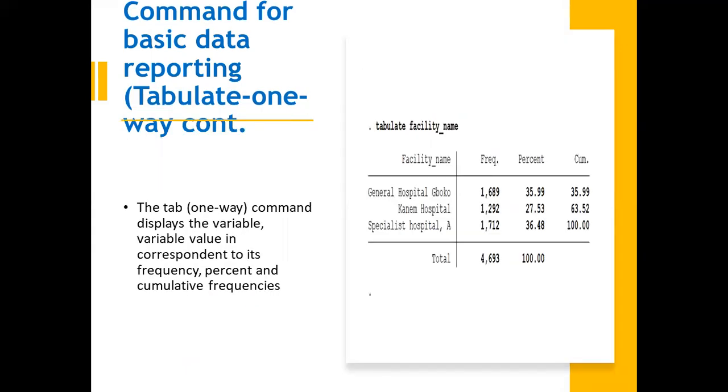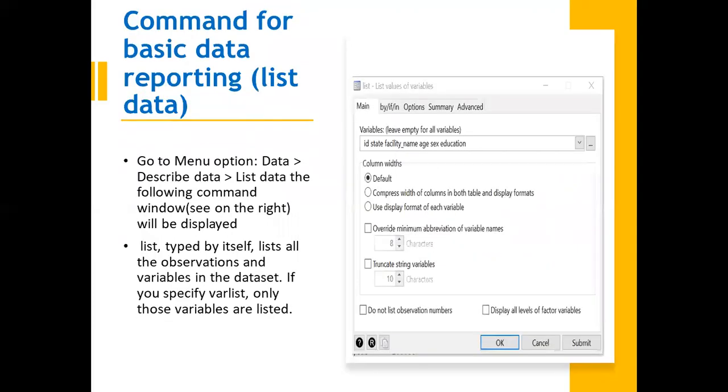This is what we call the frequency table. We can see the frequency for each of these hospitals, then we can see the percentage and also the cumulative as well. Then the last one is that you can also list your data set. This is the process you can go through. When you select your variables, or leave it empty if all of the variables are of interest, then you click on OK.